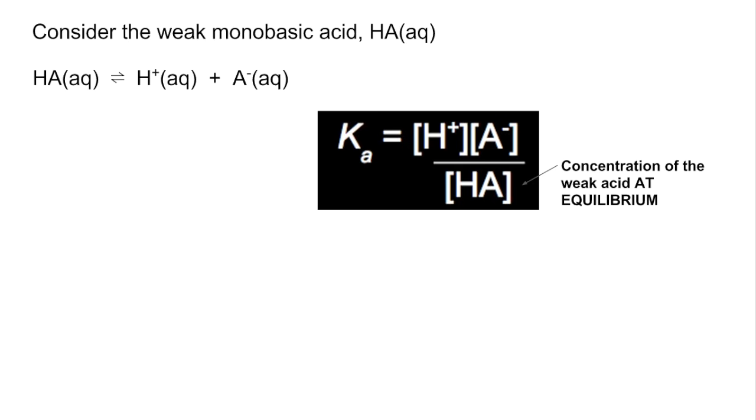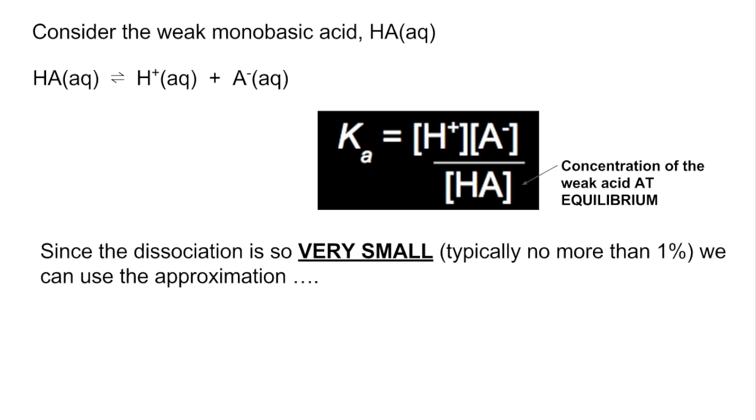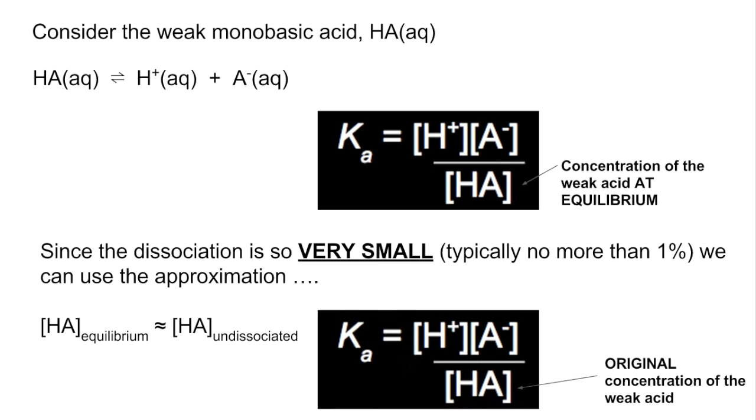So here's the first approximation we're going to use. Because the dissociation of that acid is so very small, it's typically no more than 1%, we're allowed to use this approximation. The concentration of the acid at equilibrium we're saying is the same as the concentration of the acid before it's dissociated, i.e. its original concentration. So the Ka expression doesn't change, but we just need to be aware of the fact that the HA concentration we're going to use in the calculation is allowed to be the original concentration of the acid.